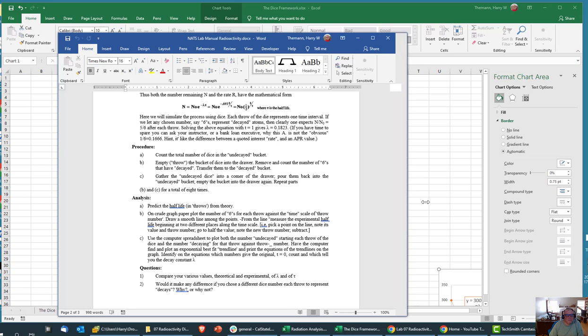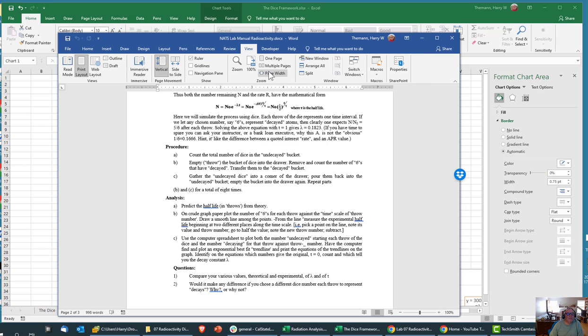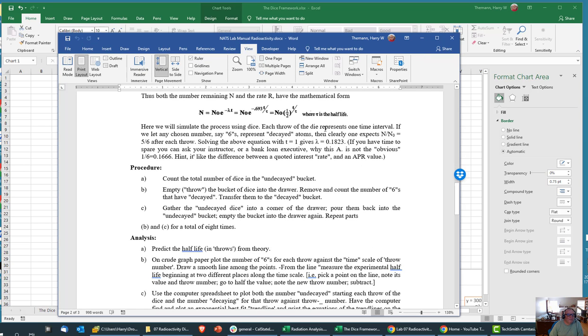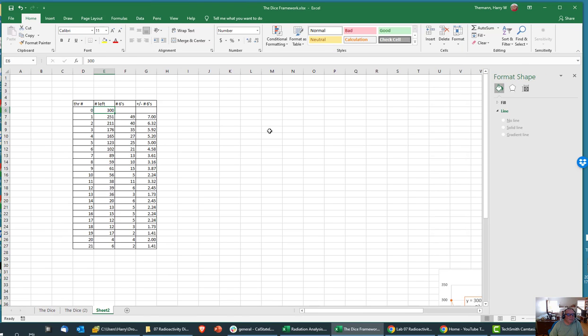NATS, let's make it a little bigger so it's easy for everybody to read. There we go. So count the total number of dice in the undecayed bucket. So we need a start number, and you should have gotten 300.